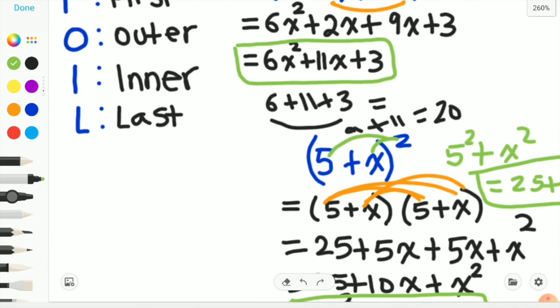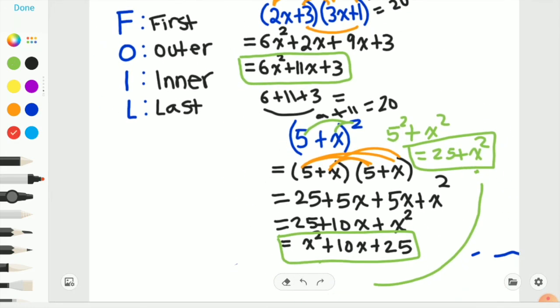But yeah, that is how you FOIL. And there are also shortcuts to this, and factoring of trinomials and shortcuts for binomials, and maybe in the future I'll make more videos on that.